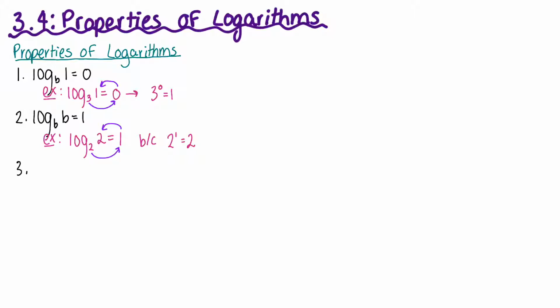Number 3, b raised to the log base b of x is equal to x. As an example, we could have 2 raised to the log base 2 of 5, and this would all be equal to 5. You can kind of think about it as the 2 and the log base 2 cancel, and you're just left with this 5 here.